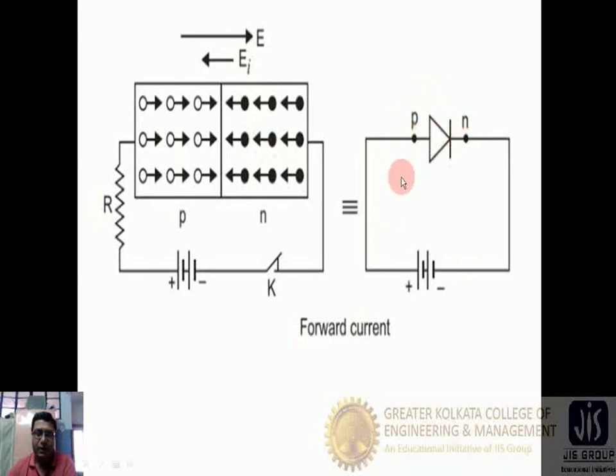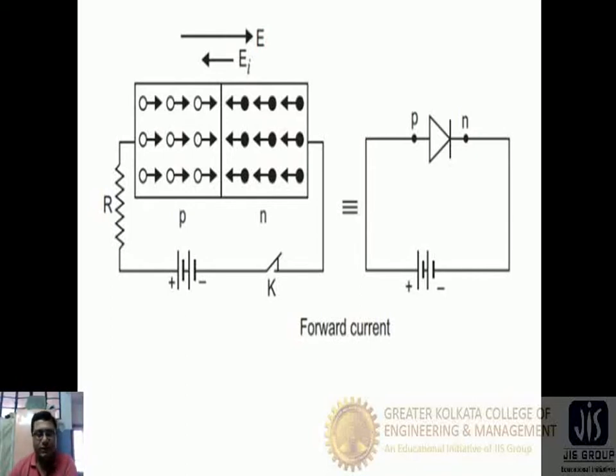So this is the schematic diagram of a PN junction, the block diagram representation of the PN junction diode. In this way, in the case of forward bias, the current flow happens with the help of electrons and holes together. In the N section, the current flow happens due to electrons, and in the P section, the current flow happens due to holes. But through the combination of these two, electrons and holes, the total current flow happens. So in this way, the forward bias current flow happens.